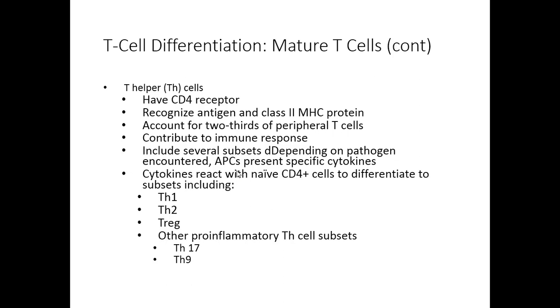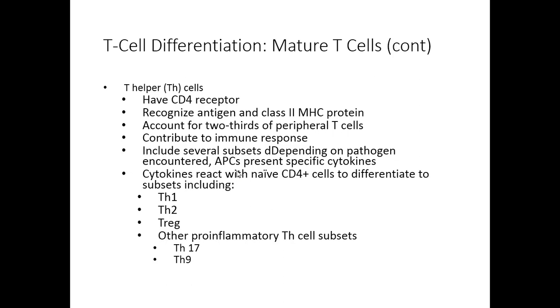T helper cells, well, this is obvious, contribute to the immune response in a number of different ways. And as I said, there are 5 different subsets depending on the pathogen that they encounter. And we're going to see an illustration of this in just a minute. Depending on what pathogen is encountered by the antigen presenting cell and what peptide that results in, different cytokines get released that are going to react with the naive T helper cells, and help them differentiate into different subsets.